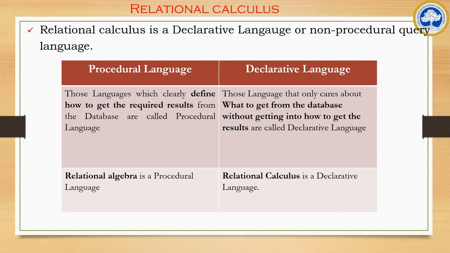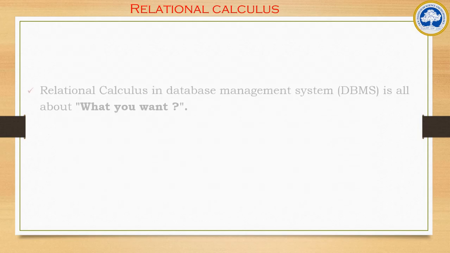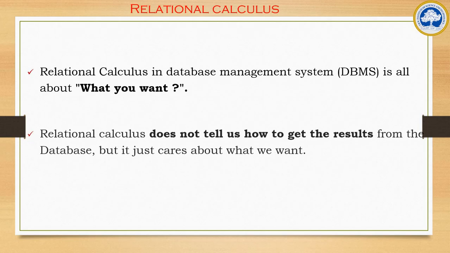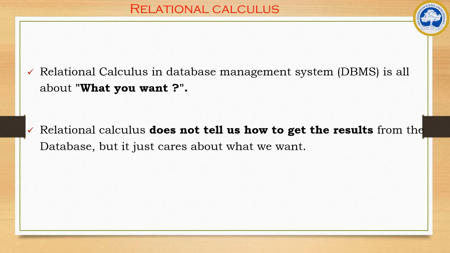Declarative, in one word, is what we want, and a procedural language gives how we get it from the database. So this is the basic difference between procedural and declarative. Relational algebra is called a procedural language and relational calculus is a declarative language. Relational calculus doesn't tell us how to get the results from the database. It only cares about what we want.